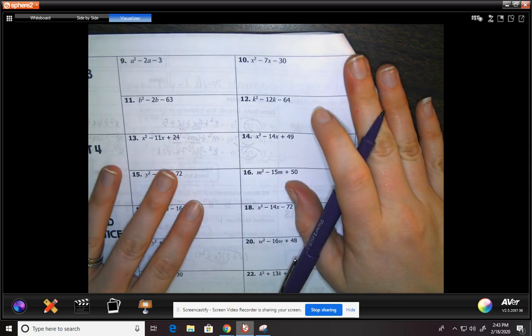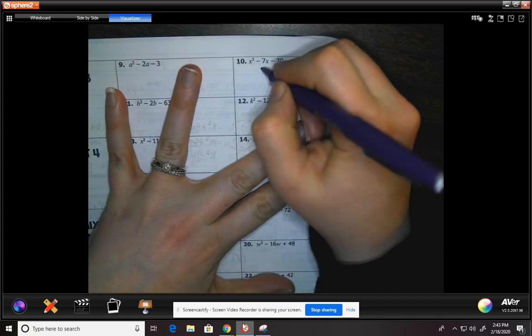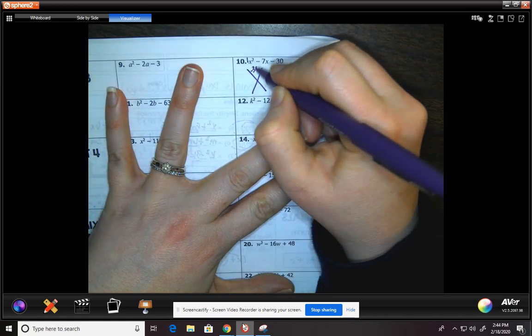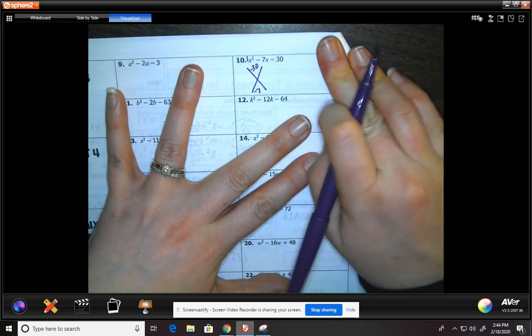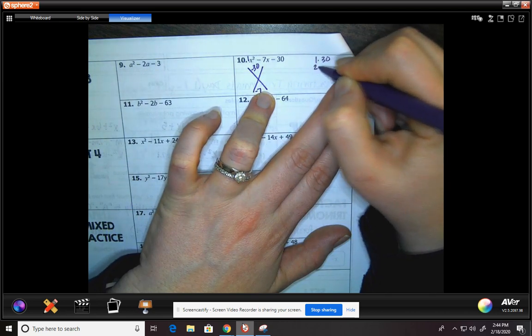Okay, so for number 10, I have x squared minus 7x minus 30. Okay, I'm going to draw my x. 1 times negative 30 is negative 30. And to get to negative 7 for a sum. Okay, so my multiples of 30. 1 and 30. 2 and 15.